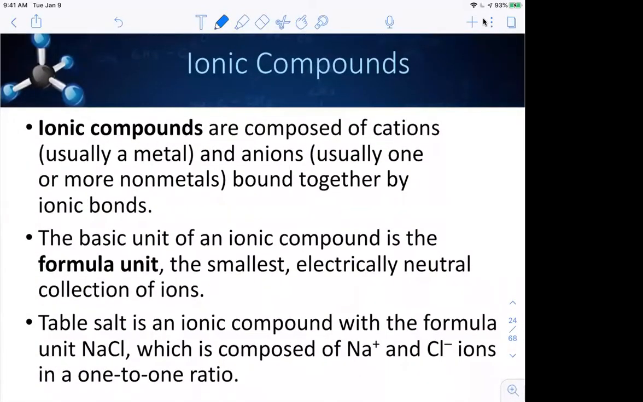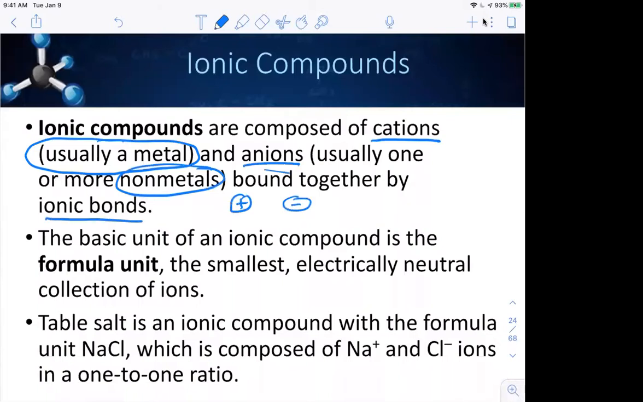Ionic compounds are composed of cations, which result from metals losing an electron, and anions, which result from one or more nonmetals gaining an electron. It's the electrostatic attraction between those oppositely charged ions that forms the ionic bond. The basic unit here is the formula unit, which is the smallest ratio of my electrically neutral collection of ions.